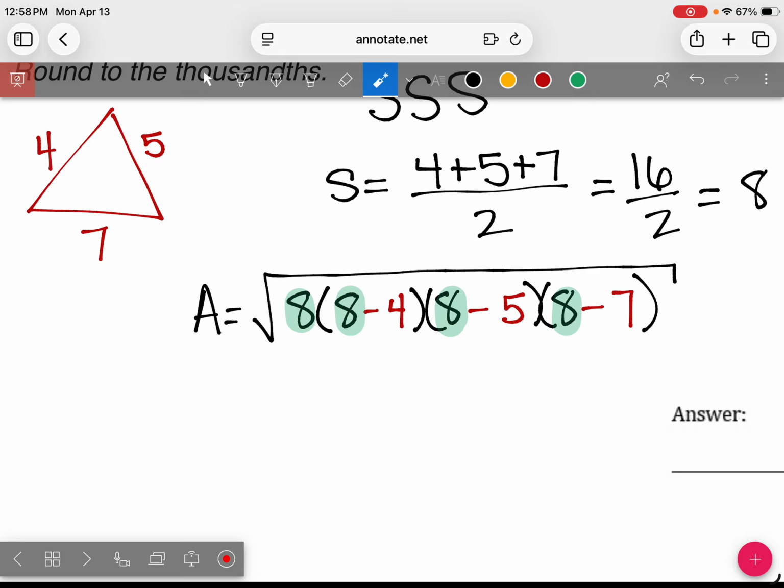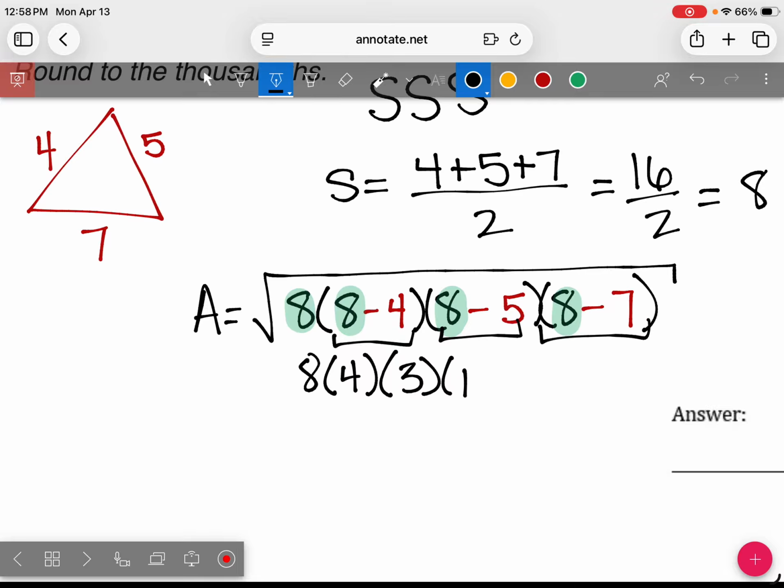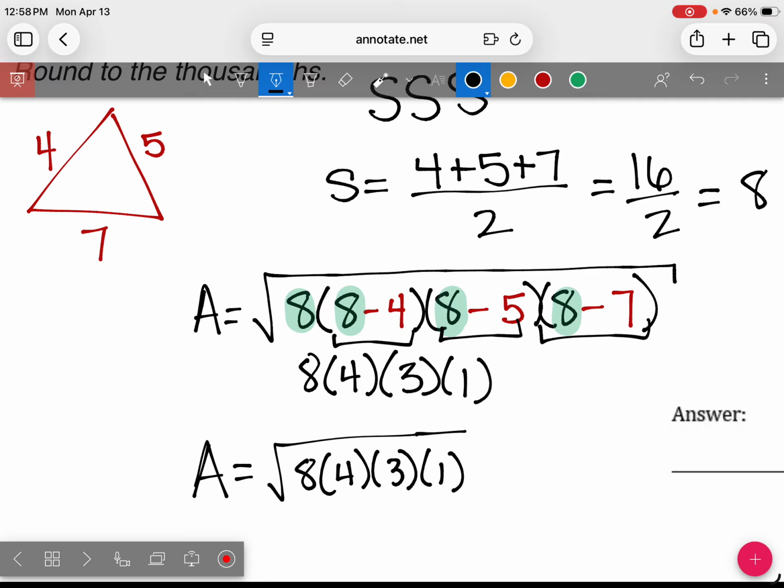Sometimes I'll do a little bit of the work so that it's a little easier to type in the calculator. So for example, I would have the 8, and then I would change this to a 4, change this to a 3, and change this to a 1. So that there are fewer numbers to type in. Because if you accidentally type it in wrong, one thing wrong is going to mess up your whole answer.